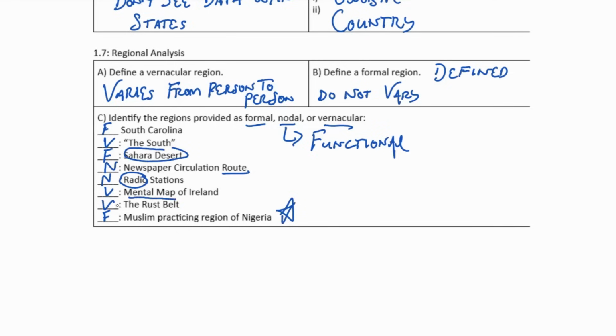And then mental map's another one I see that's pretty popular in tests. That's a functional region. Not a functional region, it's a vernacular region. Vernacular, I wrote V, I promise I know what I'm talking about.